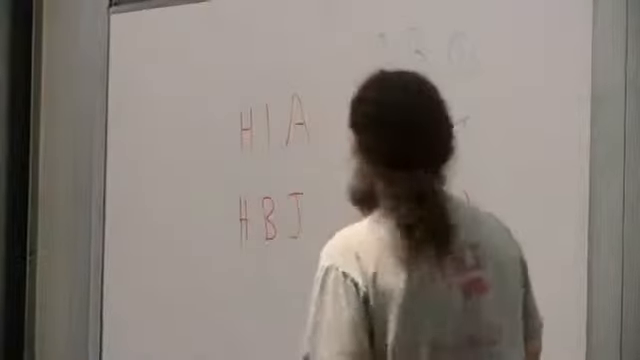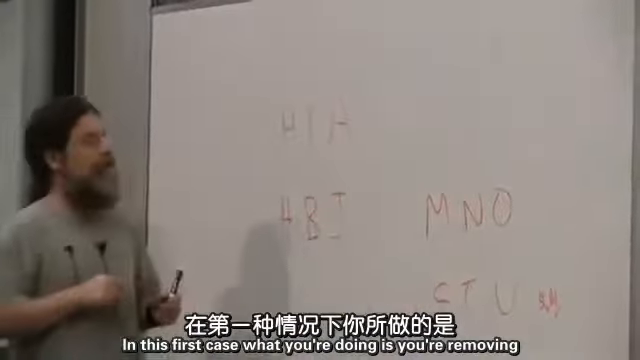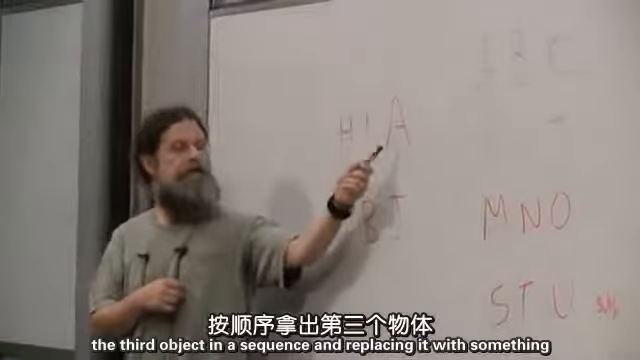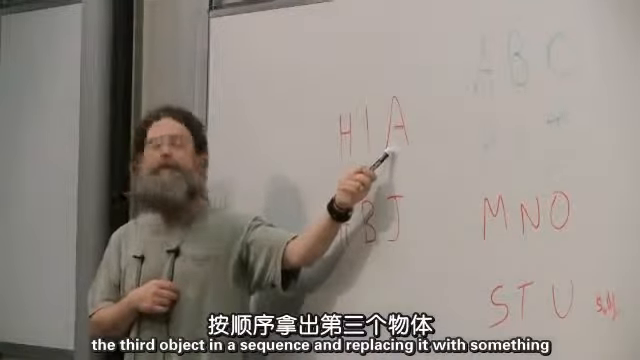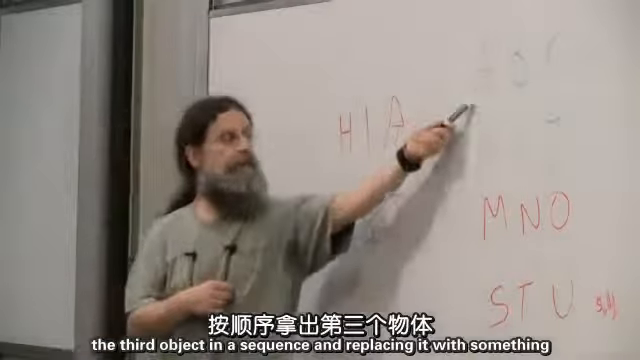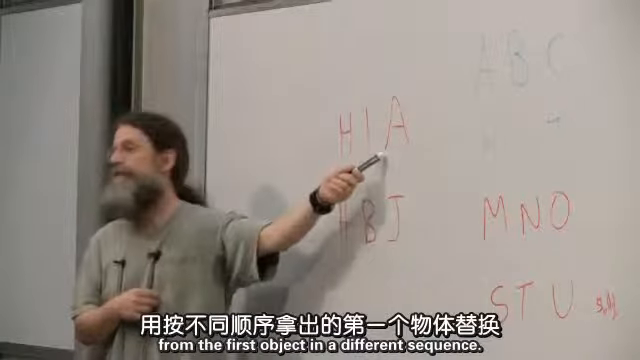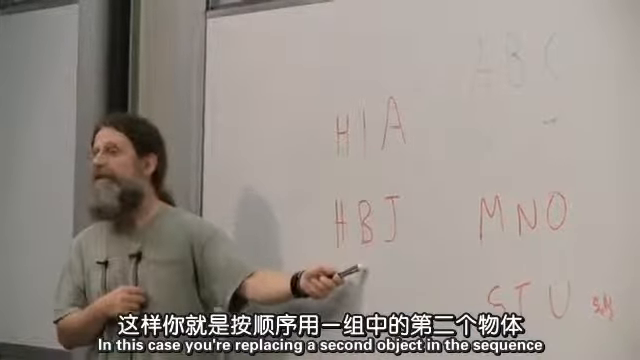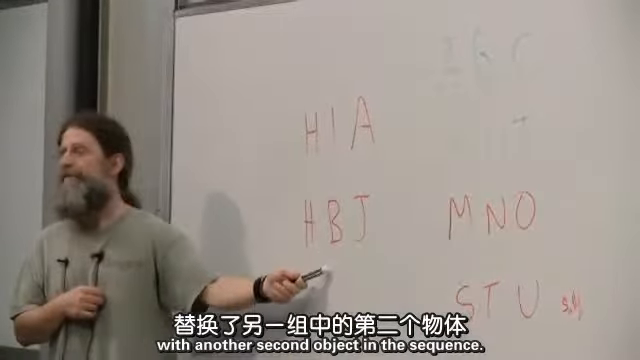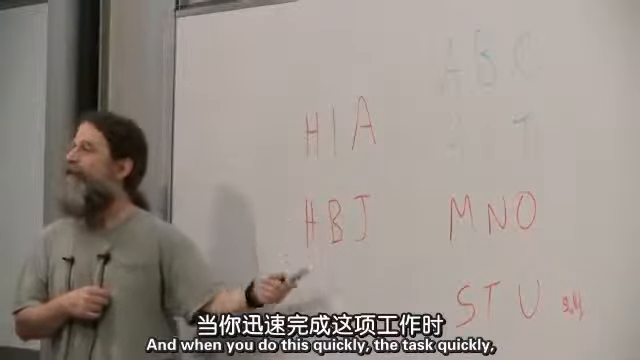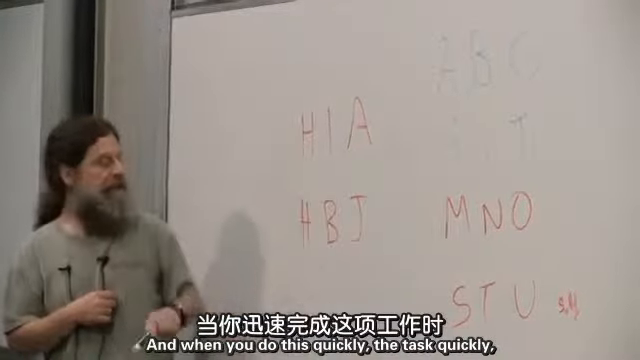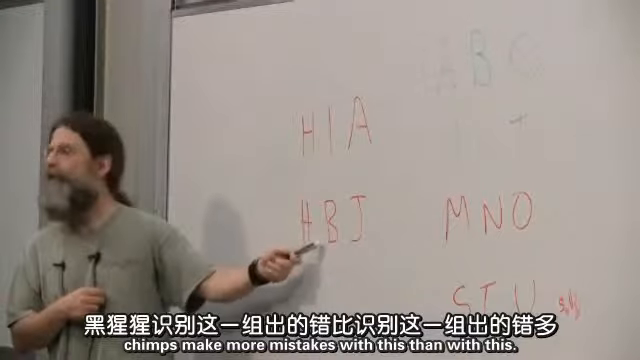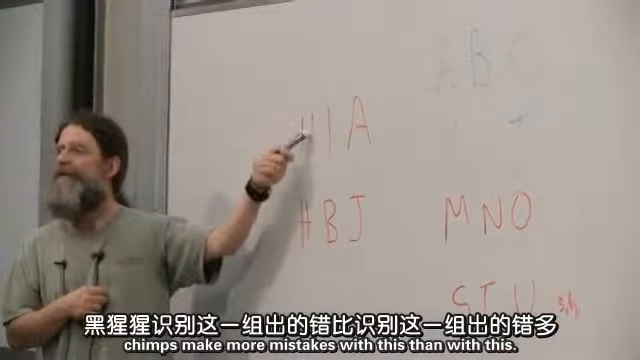What's the difference? In this first case, what you're doing is you're removing the 3rd object in a sequence and replacing it with something from the first object in a different sequence. In this case, you're replacing a second object in the sequence with another second object in the sequence. And when you do this quickly, and tasks quickly, chimps make more mistakes with this than with this.